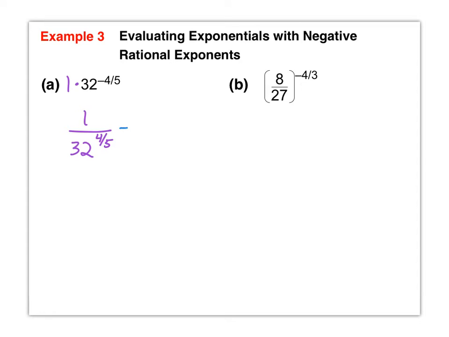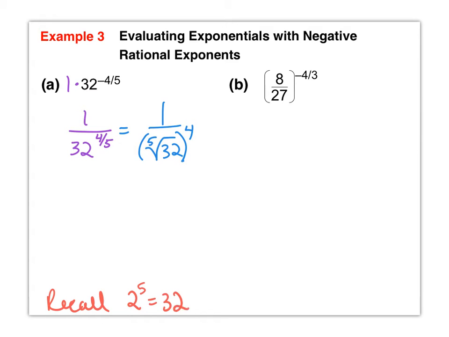Now we can write this as 1 over the 5th root of 32 to the 4th. We can write this as the 5th root of 32, find that result, and then raise it to the 4th power. Now recall that 2 to the 5th power is equal to 32. So the 5th root of 32 is 2. So this can be written as 1 over 2 to the 4th power, and 2 to the 4th power is 16. So we can write our final answer as 1 over 16.